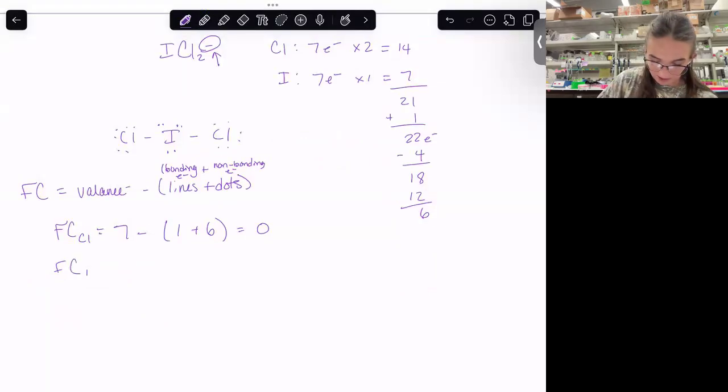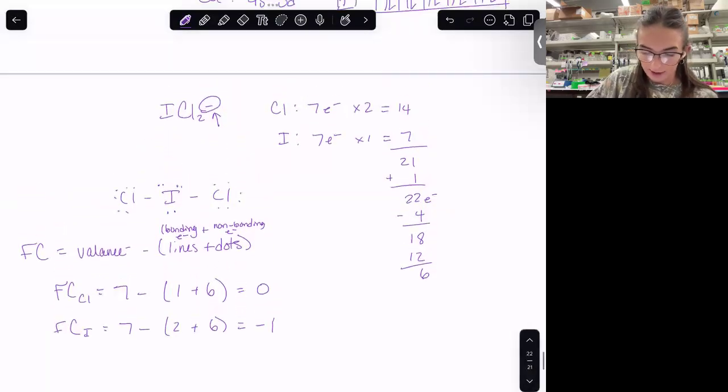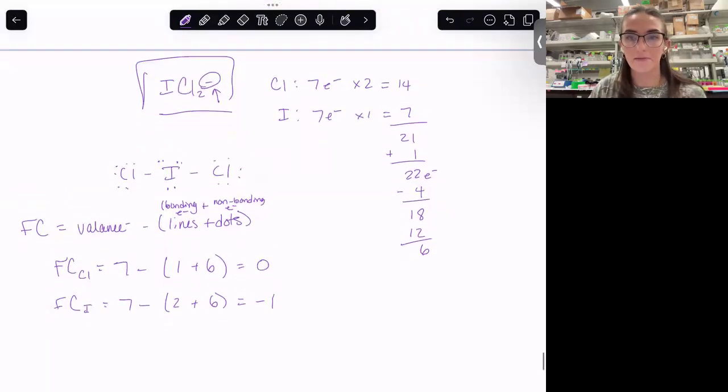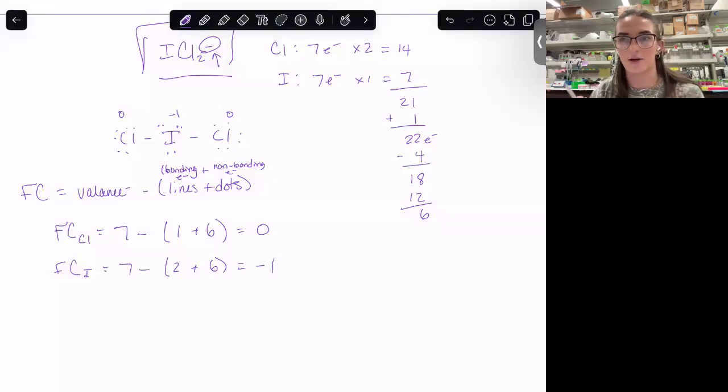However, if we look at the formal charge of iodine, we again have 7 valence electrons. This time we have 2 lines and 6 dots. So you have a formal charge of -1. It is allowed to have a -1 charge because the overall molecule has a -1 charge. So this is 0, 0, -1. That's okay because it's in the center, and all of our formal charges need to add up to the overall charge of our molecule. So that's an okay structure, even though there is a charge on the central atom.